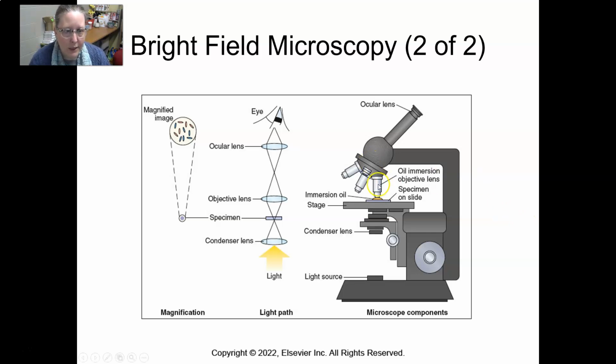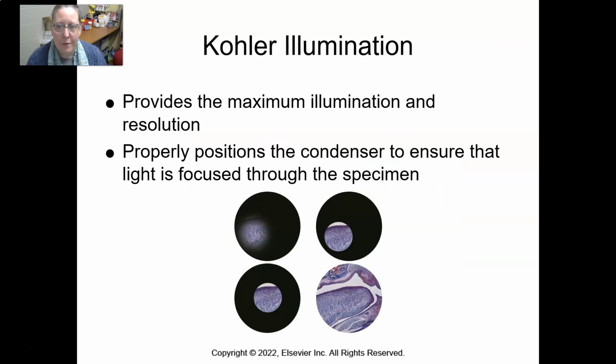And then you can select an objective lens, and if you have an oil immersion, you would put oil on the slide, and then you will look through the ocular lens at the specimen. And so the images are flipped as you look at them, so you have to remember when you use a microscope that right is left, left is right, up is down, and down is up, kind of like Alice in Wonderland.